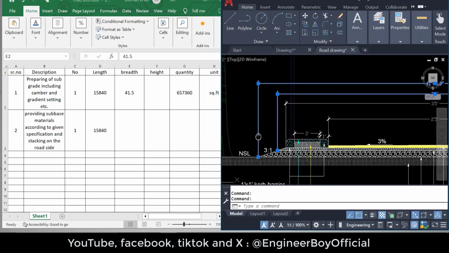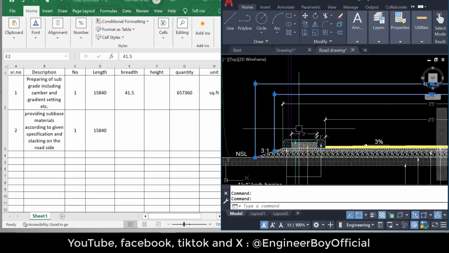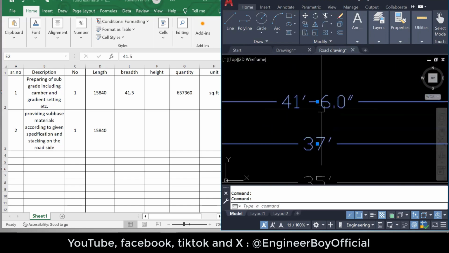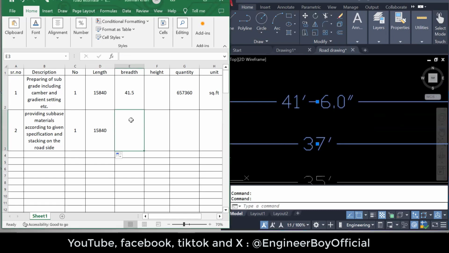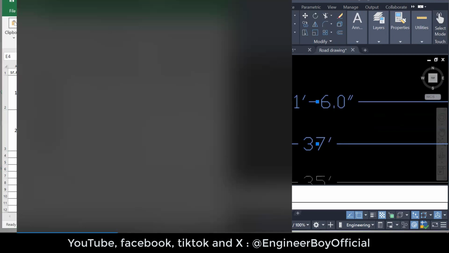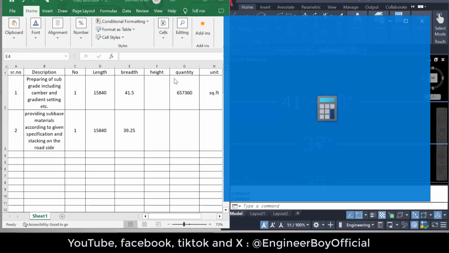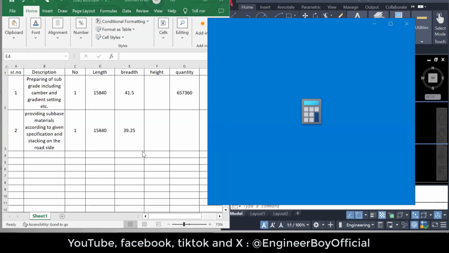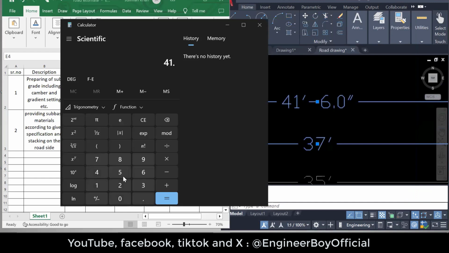So which one should be taken? None of these. We have to take the mean one. Just add these both and divide it by 2 so we can have the mean breadth. And that should be actually, if I'm not wrong, 39.25. You can even just use Excel for this approach, but I think calculator is better so you guys can understand the problem. We have, as you can see, 41.5 plus 37, and we will just divide this by 2 because we need the mean one, and that is 39.25.